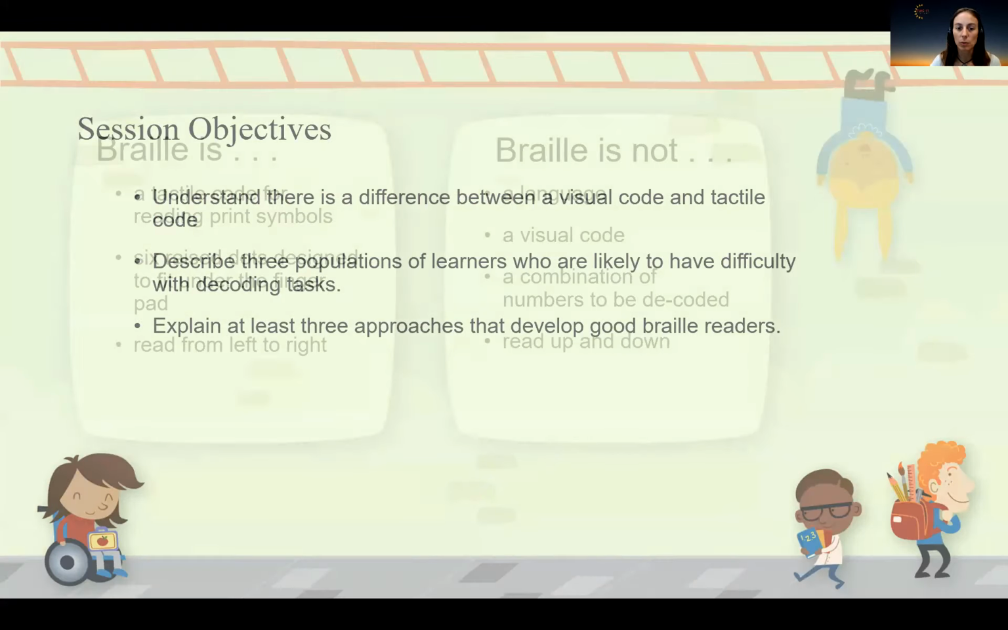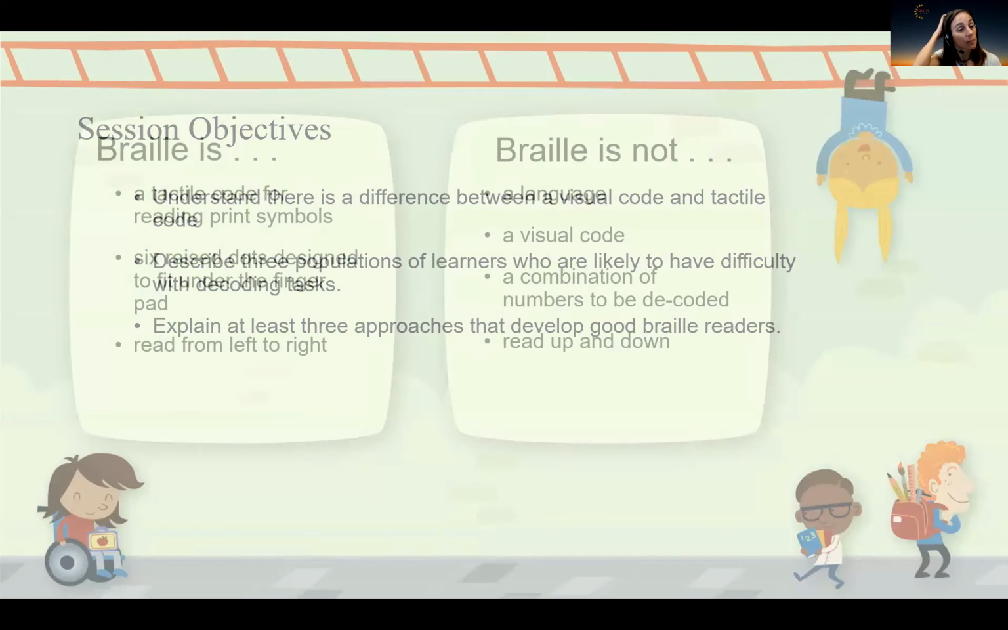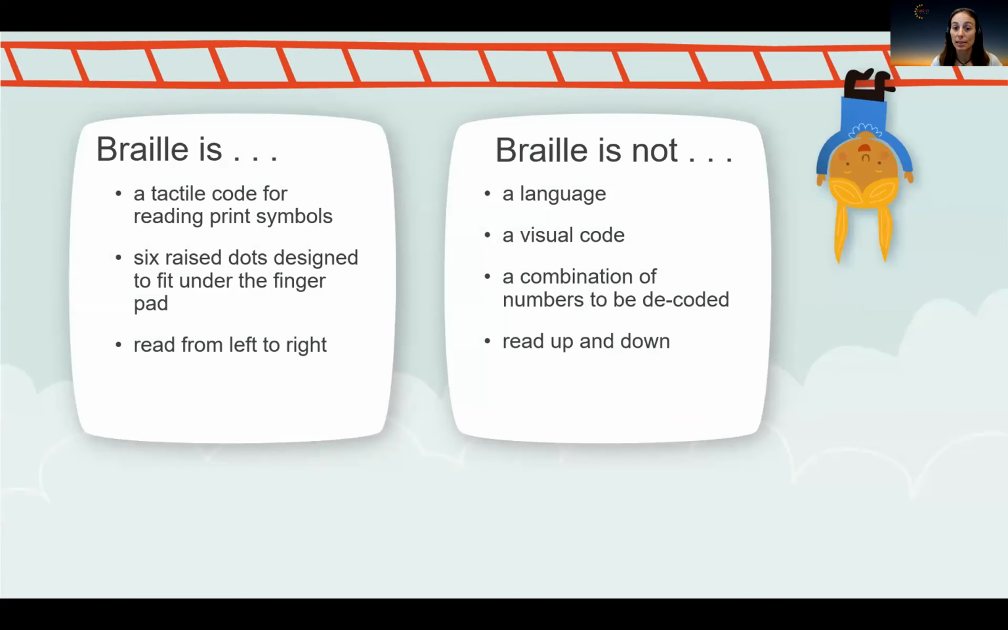All right, so first I want to look at what is Braille. Braille is a tactile code for reading print symbols. Braille is definitely a code. It's not a language. We're using our existing language and we're just taking a visual code, which is print, to be able to read tactily. So it's a code. I often hear people talk about it as a language, but that is different.